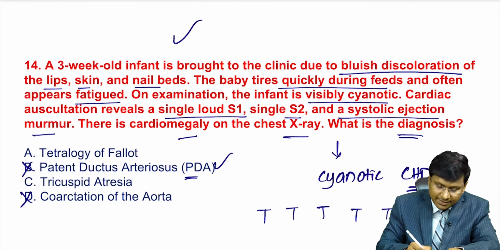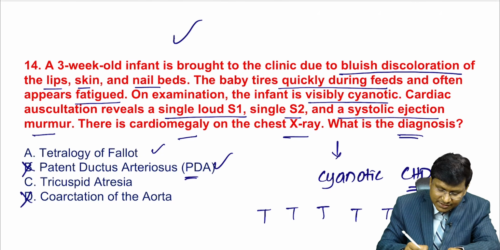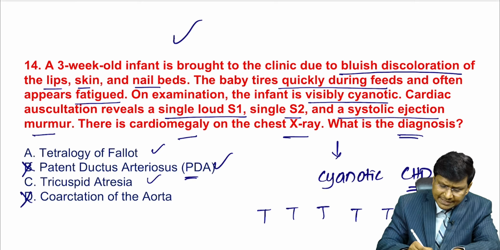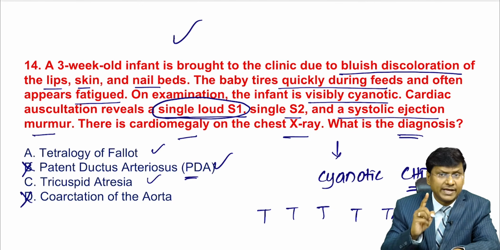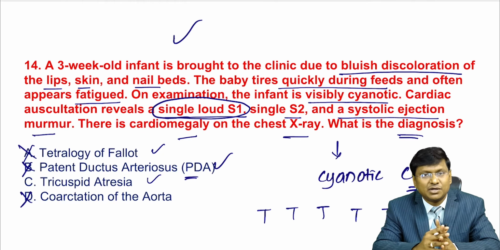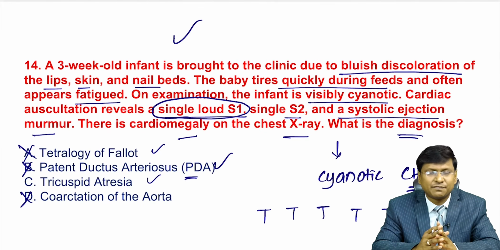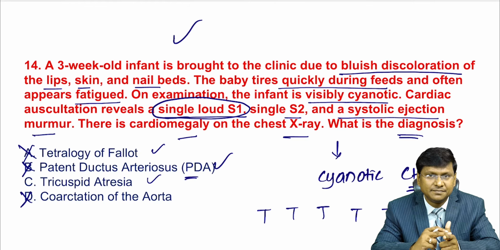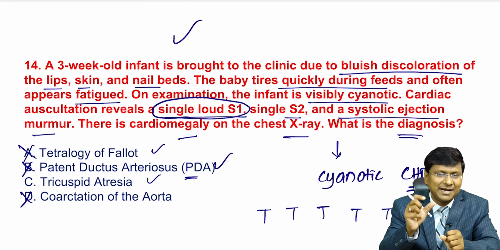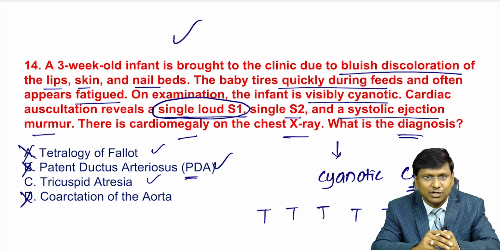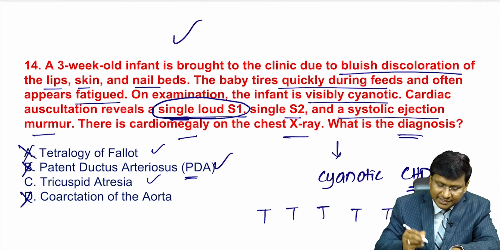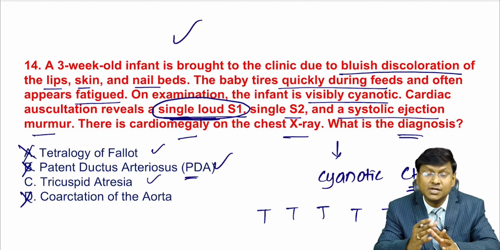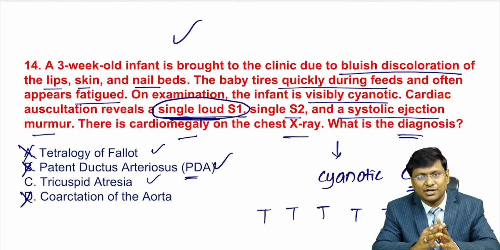Now, the probability is option A as well as option C. But take the presence of a single loud S1; this will rule out tetralogy of Fallot, right? Because in case of tetralogy of Fallot, what will be the problems? There will be ventricular septal defect, right ventricular hypertrophy, subpulmonic stenosis, and overriding of aorta. You don't have any abnormality in the first heart sound in tetralogy of Fallot. So this is an important point: the presence of a single loud S1 will completely rule out tetralogy of Fallot.